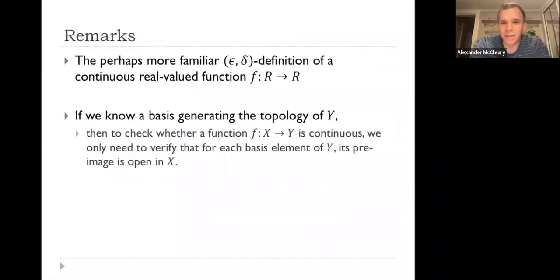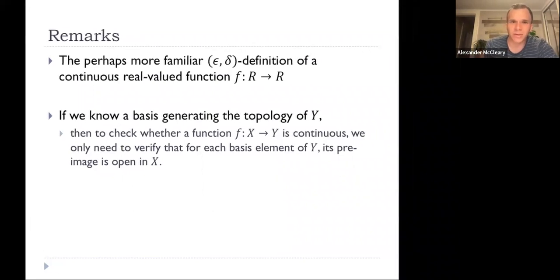And the epsilon delta definition of a continuous function does turn out to be the same as this definition when we're working with Euclidean space. They are equivalent notions of continuous. Another useful fact is that if we have a basis for our topology, we only need to check continuity on the basis elements. That's not too important, but it can save you some work sometimes.